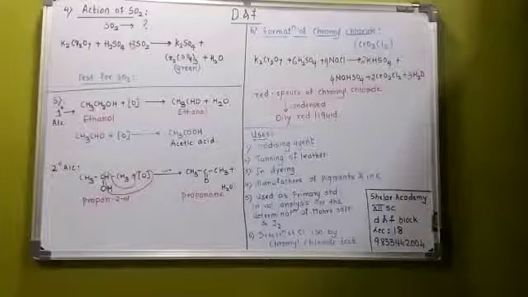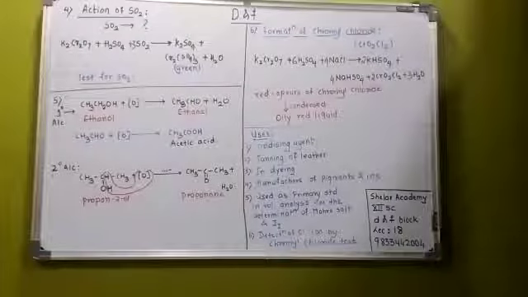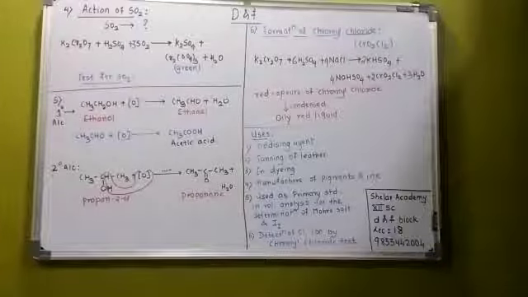Even the structures of Cr2O7 2- and CrO4 2- are expected as a 2-mark question in the exam, which we have done in the previous lesson. So in the next lecture, we start with the method of preparation of KMnO4.